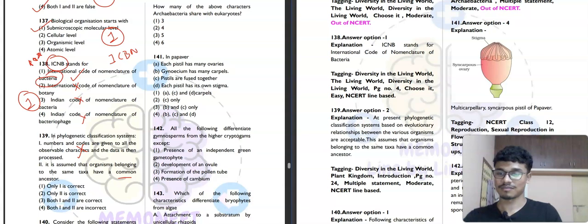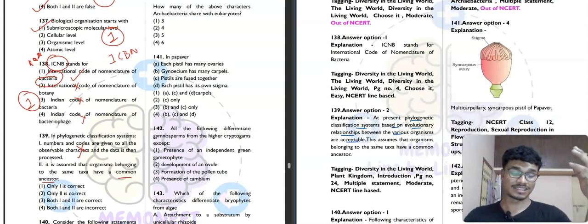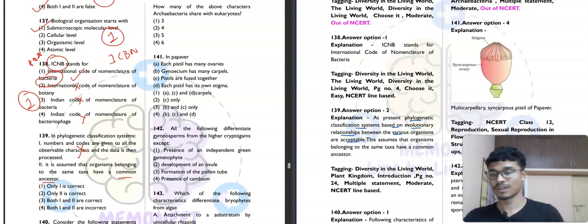That is the rule, because at present the phylogenetic classification system based on evolutionary relationship between the various organisms is acceptable. The first option is talking about numerical classification. This is not data based. This is based on having an ancestor, on evolutionary relationship. So that's why the second is correct for phylogenetic relationship. So only the second is correct. Second option will be our correct answer.